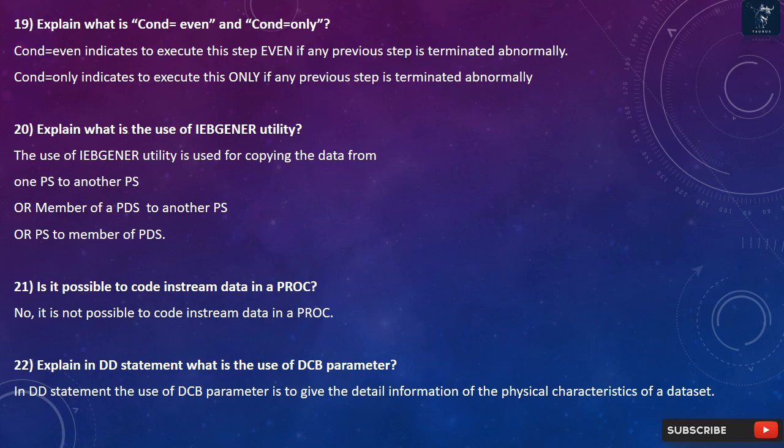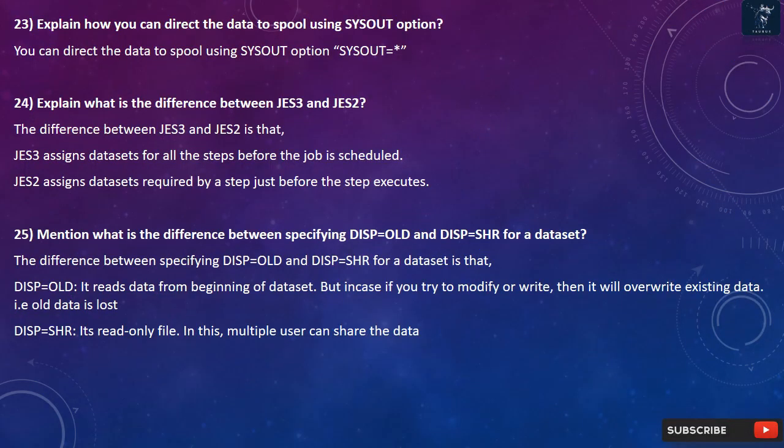22. Explain in the DD statement what is the use of the DCB parameter. In the DD statement, the use of the DCB parameter is to give detailed information of the physical characteristics of a dataset. 23. Explain how you can direct the data to spool using the SYSOUT option. You can direct the data to spool using the SYSOUT option: SYSOUT=*.